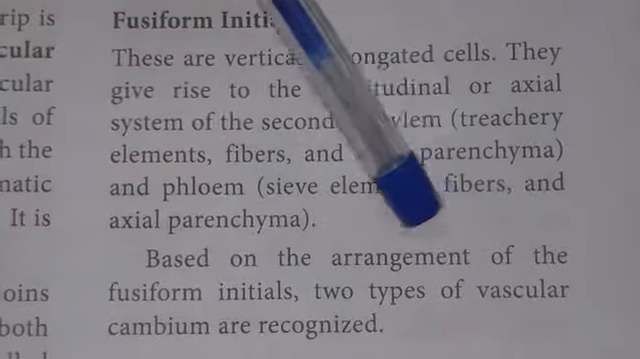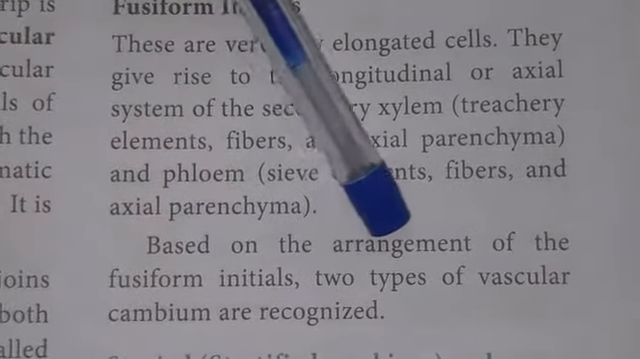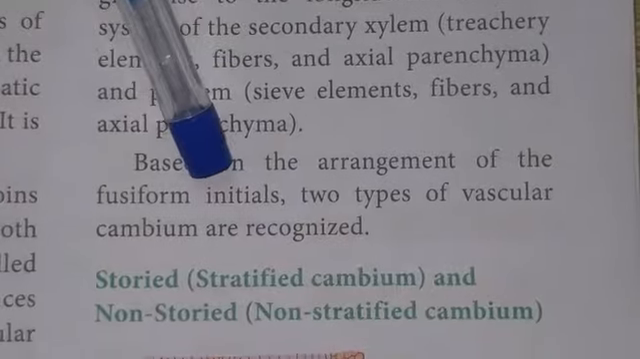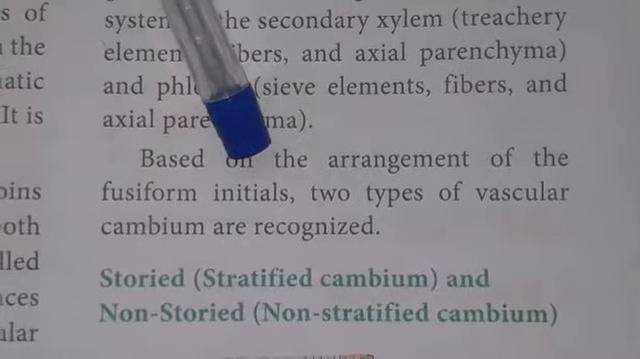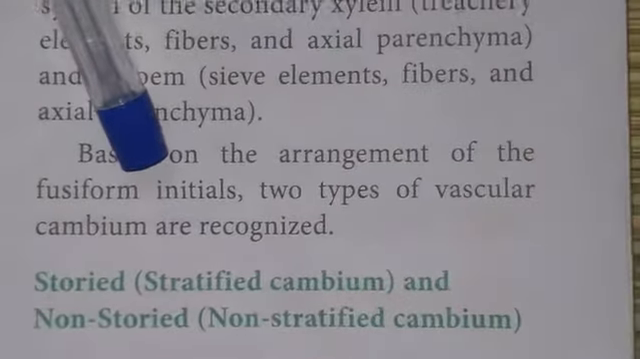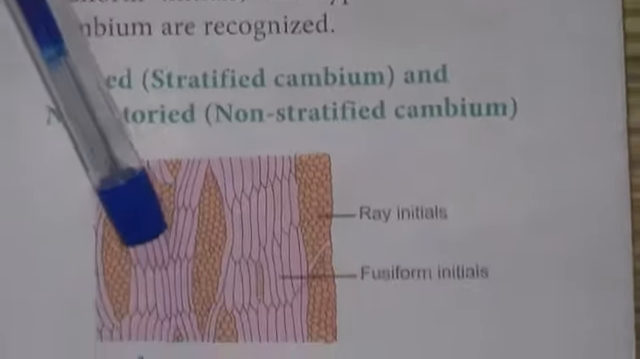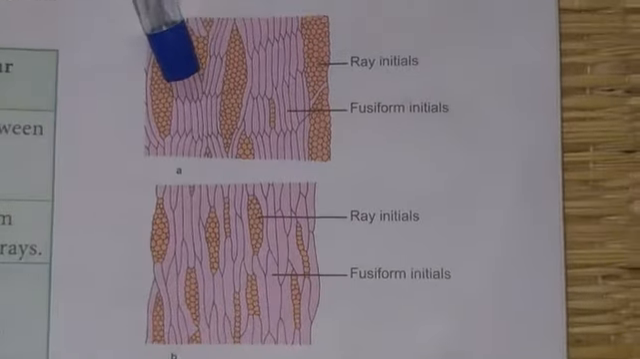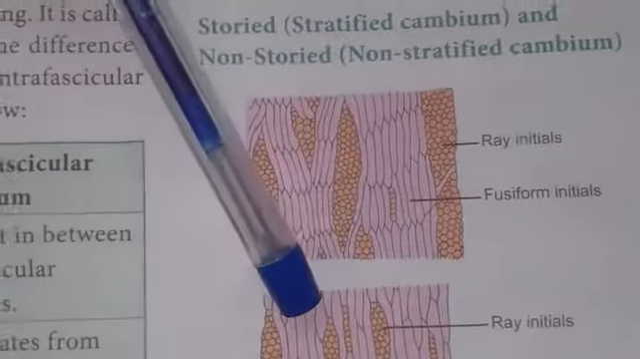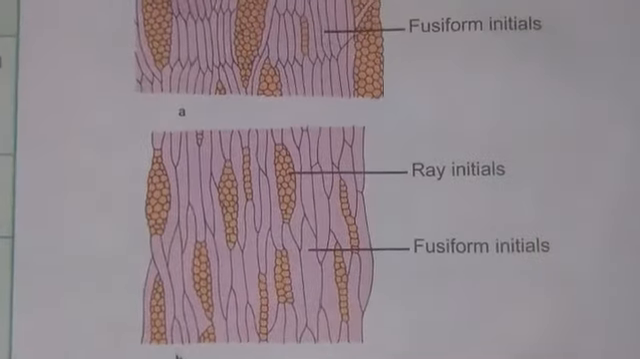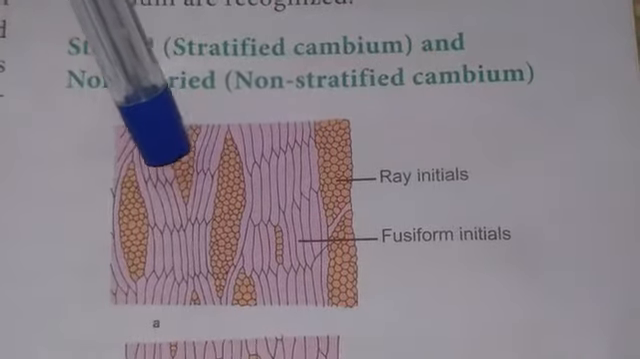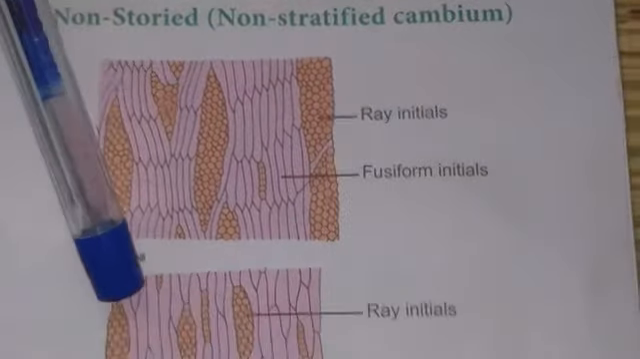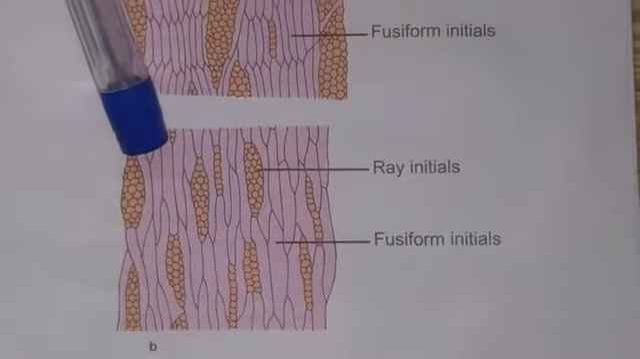Based on the arrangement of the fusiform initials, two types of vascular cambium are recognized. They are storied or stratified cambium, and non-storied or non-stratified cambium.